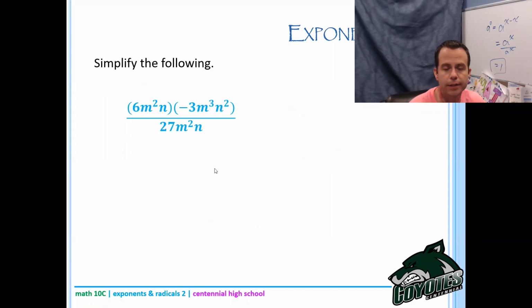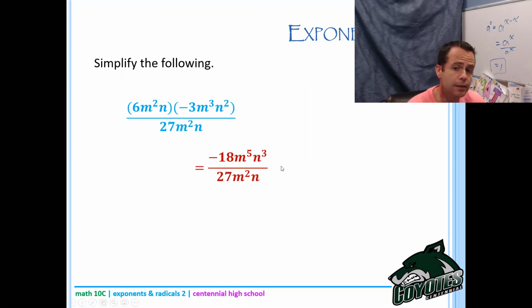All right, now let's tackle this guy. So I've got multiplication going on and I've got division going on. Let's take the top and we'll just multiply it first. So that'd be, I multiply the numbers together and I multiply the letters together. So 6 times negative 3 would give me negative 18. M squared times m cubed. I'm multiplying powers of the same base, so I add the exponents together. That'd be m to the 5. And then n times n squared, that's n to the 1 times n to the 2, so that'll be n to the 3. So just doing that multiplication, I get negative 18, m to the 5, n to the 3, and then it's still over 27m squared n.